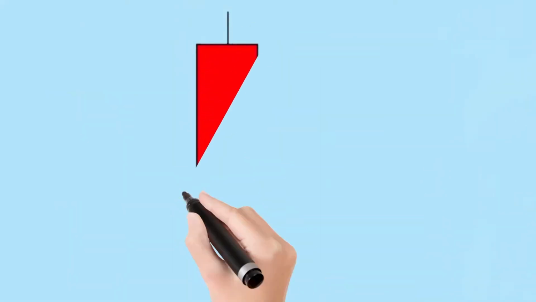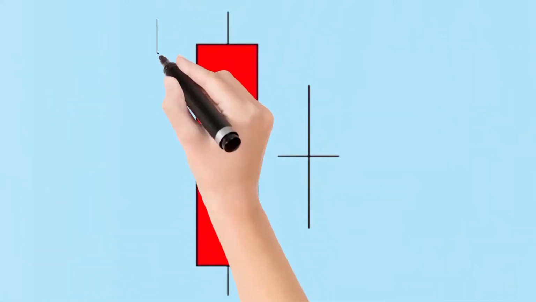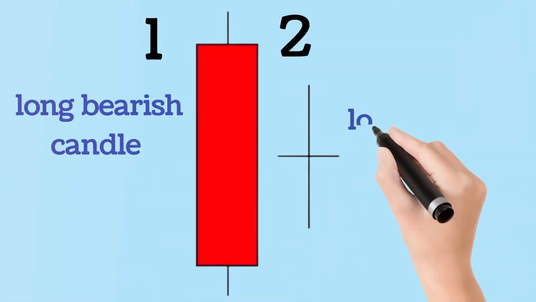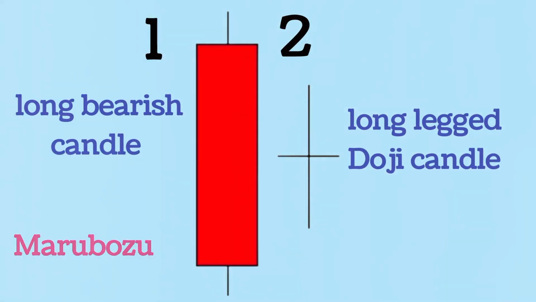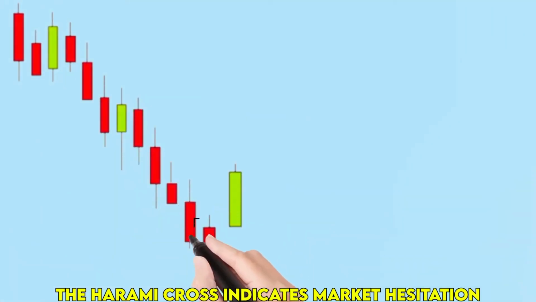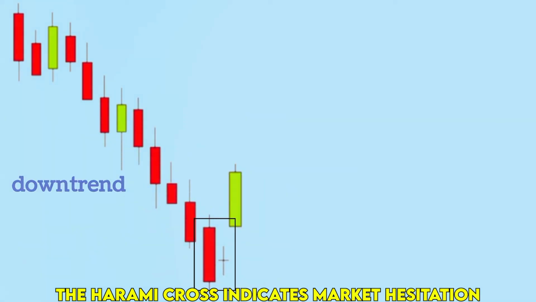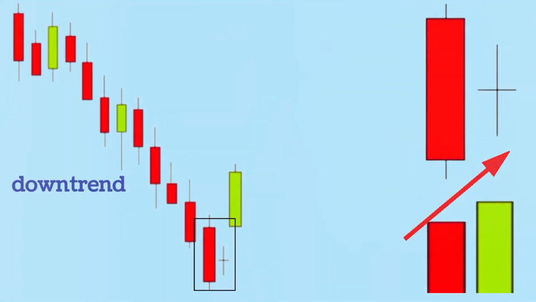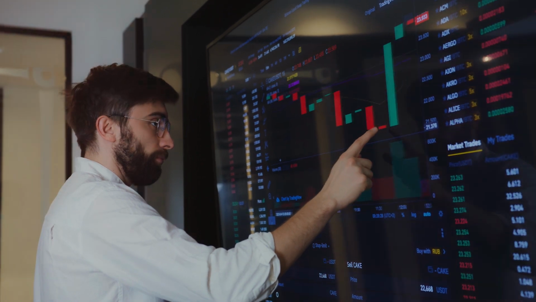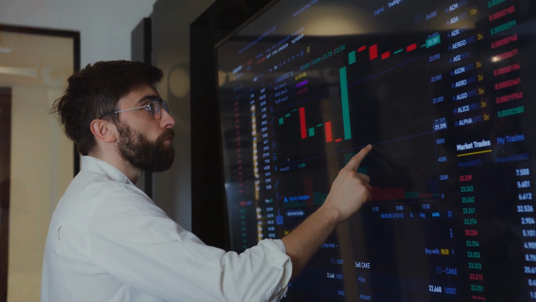3. Harami cross, a lesser-known yet effective candlestick pattern that predicts reversals. It is made up of two candles. The first is a huge candle, bullish or bearish, and the second is a small-bodied candle, the cross, that is totally absorbed by the first candle. The Harami cross indicates market hesitation, with the smaller candle signifying a potential halt or reversal in the current trend. Traders sometimes seek confirmation from other signals or indicators before making trading choices based on this pattern.